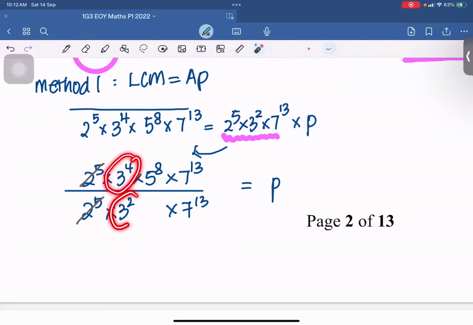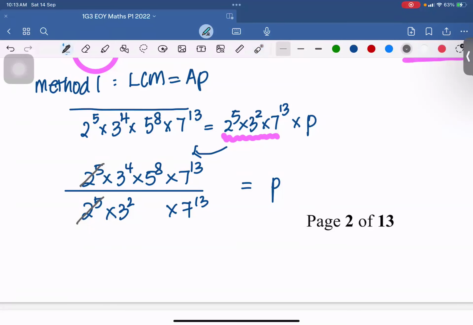Which one has a higher power? On top got 4, bottom got 2. 3 to the power 4, 3 to the power 2. How many are we left with? Anyone? 2. Thank you very much, Aaron.